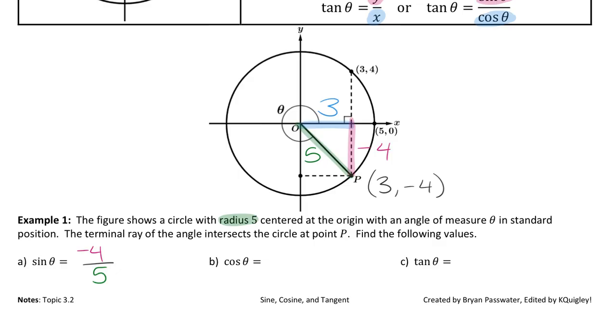Cosine is defined to be horizontal displacement, or x, over radius. So what's the x value? 3 over 5. Nice, we get it. What about tangent? The complicated one. Negative 4 over 3. Nice. We're just using the definitions given a coordinate point around our circle. We can find x, y, and r. Before we flip the page over, are there any questions?